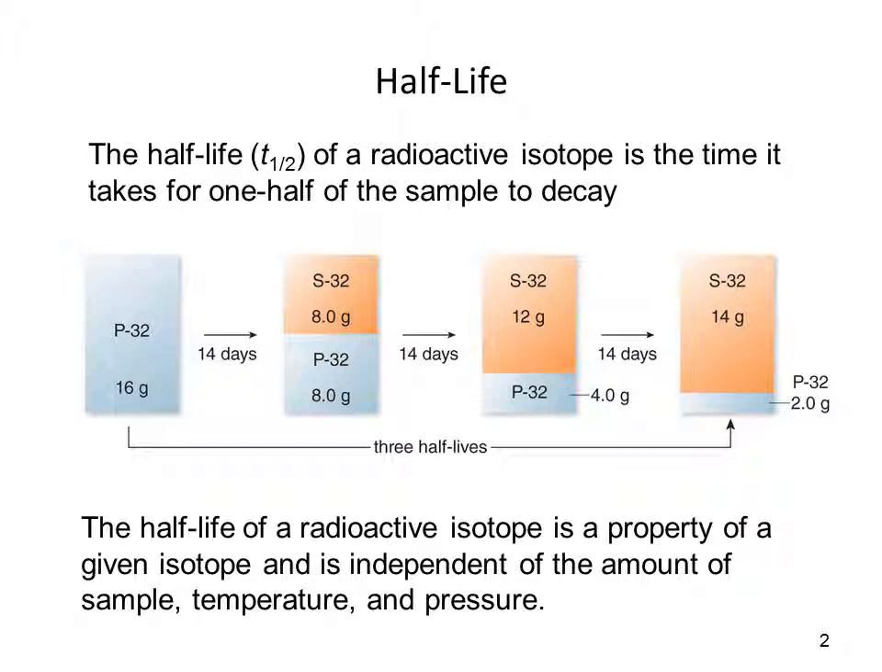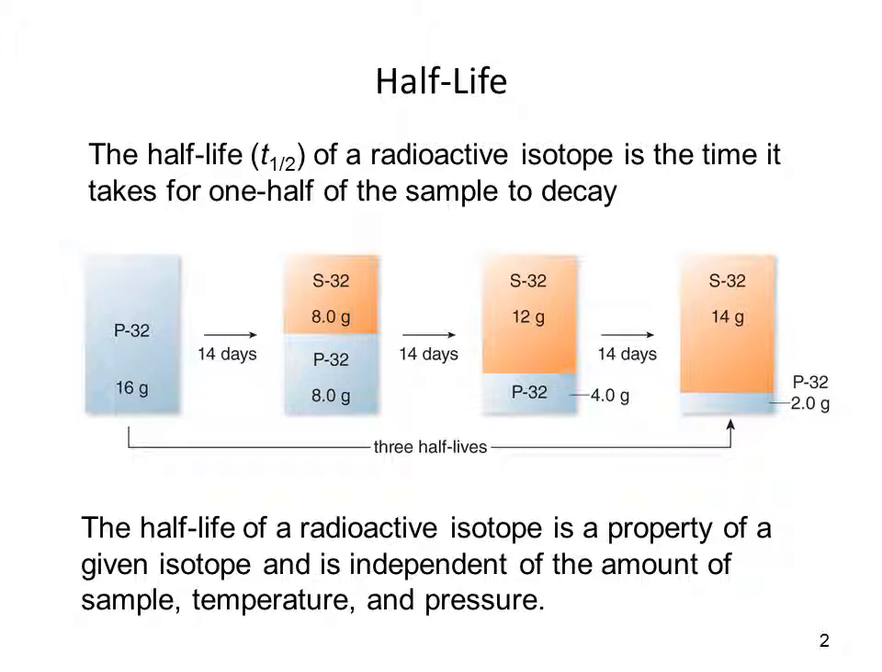If we have 16 grams of phosphorus-32, the half-life of phosphorus-32 is 14 days. So in that 14 days, half of that 16 grams decomposes. It becomes sulfur-32. So only half of the original amount of phosphorus-32 remains. That's called the half-life because that's the time it takes for half to decay.